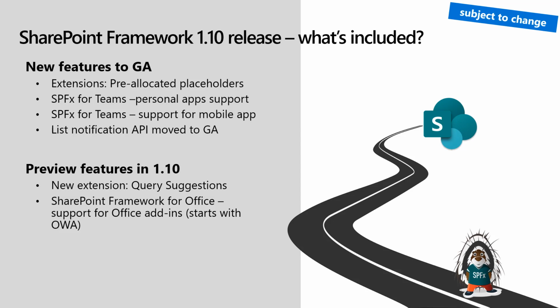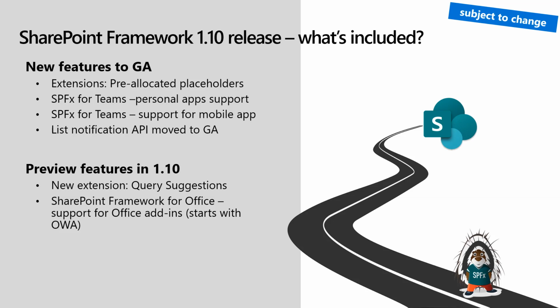And then a really cool preview feature as well is the SharePoint Framework for Office. We'll start with Outlook web access support, and then it will land on the other Office clients relatively soon as well, within the upcoming features. But starting from 1.10, you can actually build Outlook web access extensibility using SharePoint Framework, with automatic hosting deployments and all of that stuff, which are the good things we have on the SharePoint Framework side. So let's have a look at all of this in practice.